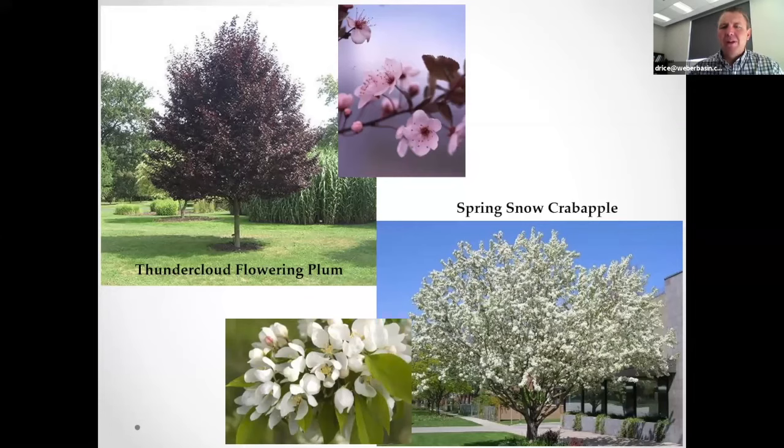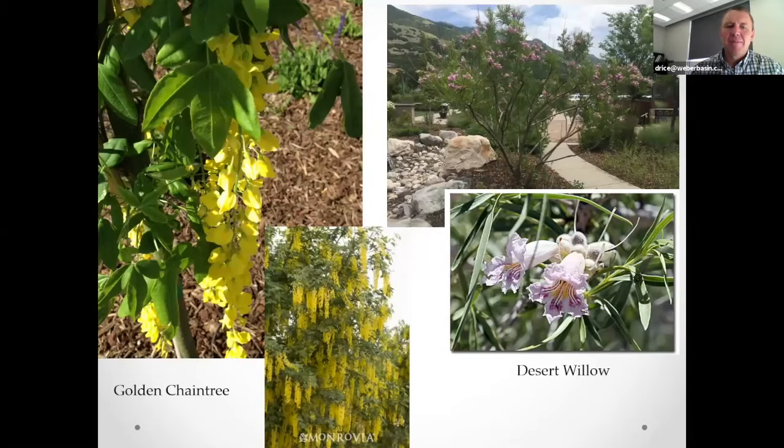They have a fruit on them. They can get a little messy. Spring snow crab apple, just the vibrant color of white. It's not really color, the vibrant white. It's just a brilliant white. It's called spring snow because when those petals fall off, it looks like a little bit of snow on the ground because it's just covered in white.